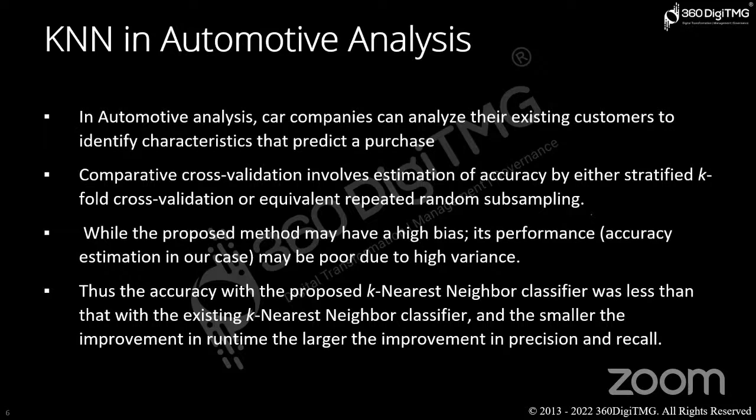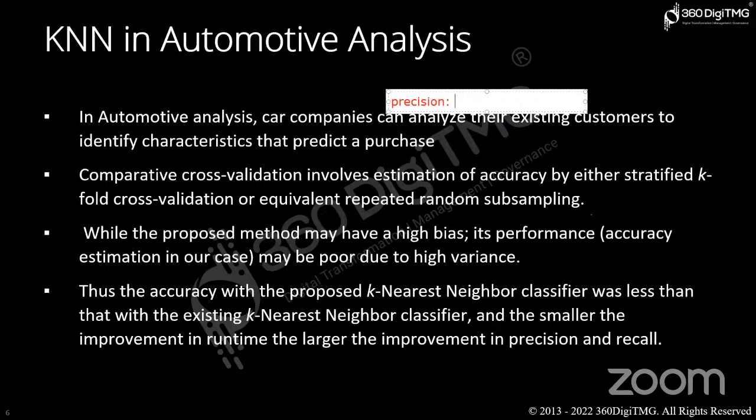So accuracy with the proposed KNN classifier was less than the existing KNN classifier. And the smaller the improvement in runtime, the larger the improvement in precision and recall. So here we have precision and recall. So precision is one of the indicators of machine learning model performance.